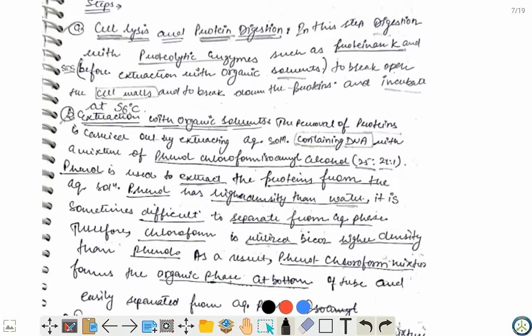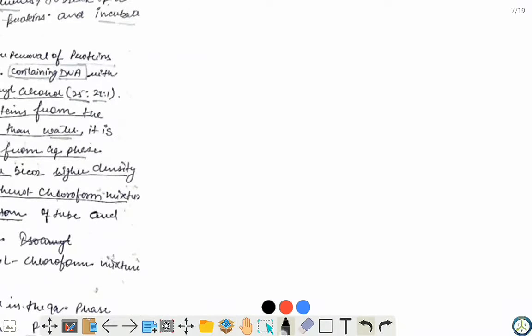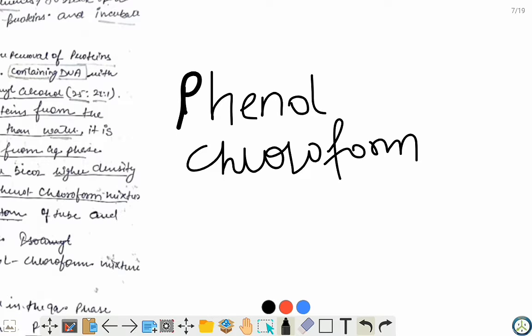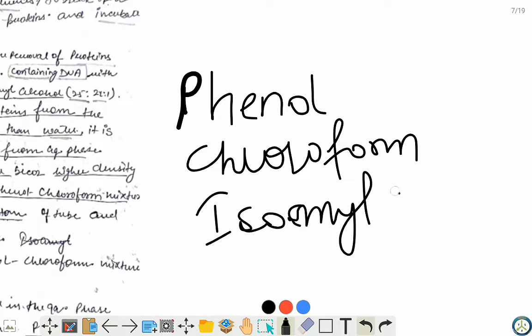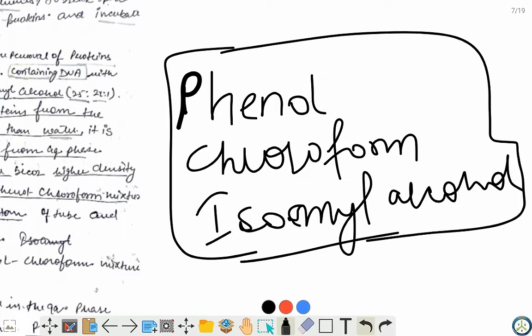we have to extract with organic solvents. Now, there are three organic solvents. One is phenol. Second is chloroform, and third is isoamyl alcohol. So they have different functions in DNA extraction methods.